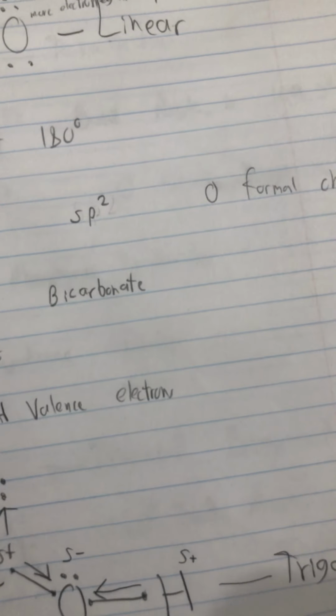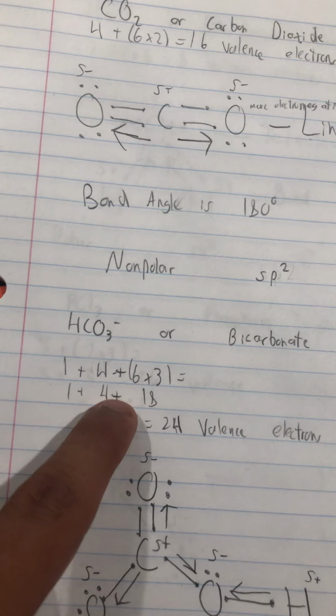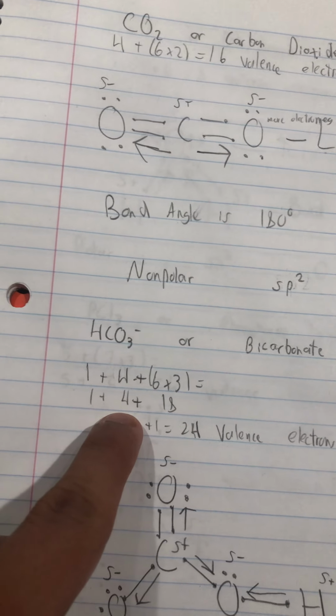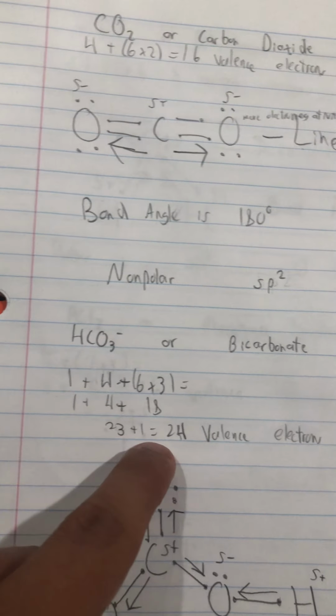The negative, I added at the end. I'll show you right now. So it's 1 plus 4 plus 6 times 3. First I did 6 times 3 is 18, plus 4 is 22, plus 1, 23, and then the negative charge is a plus 1, so 24 valence electrons.